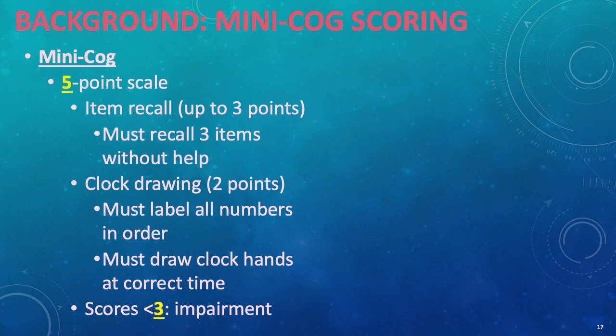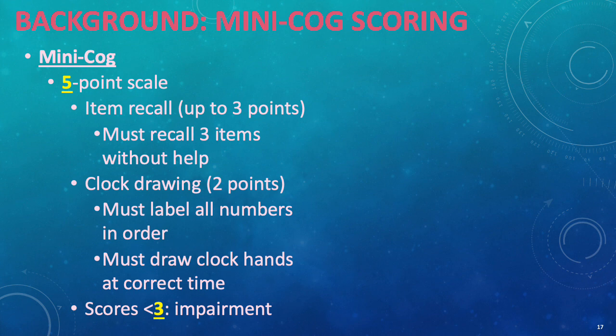So for scoring, I don't need you to know that it's 3 points for item recall and 2 points for clock drawing. I just thought that would be kind of interesting for you guys to see. Each word that they can remember gives them a point, and with the clock, if they can put the numbers in order, they get a point, and if they can put the correct time, that would also be a point. And so that would lead up to the 5-point maximum.